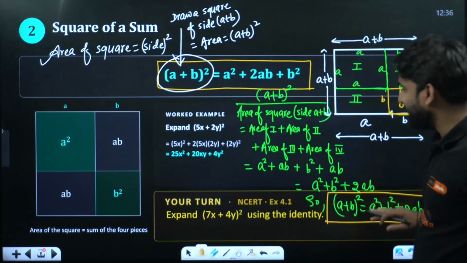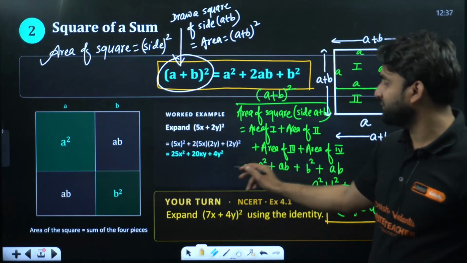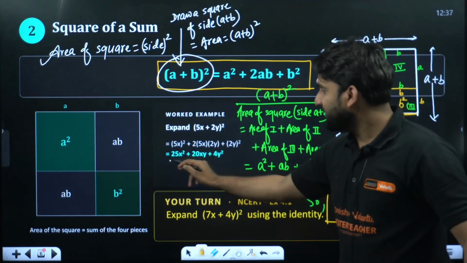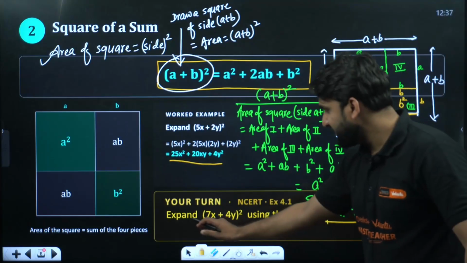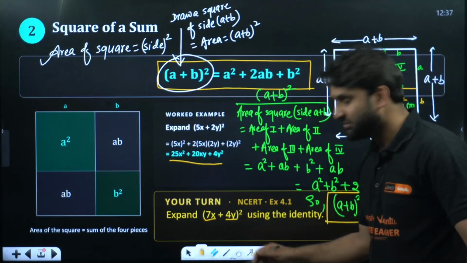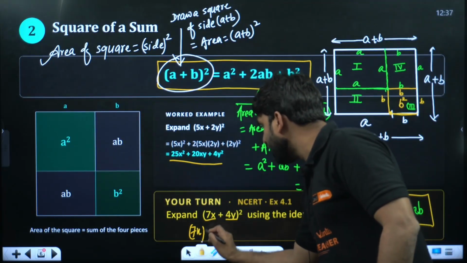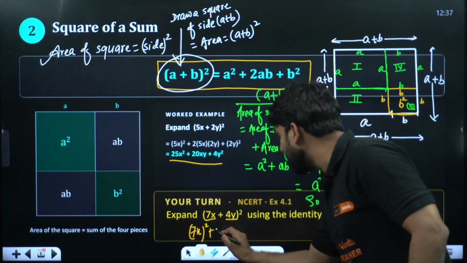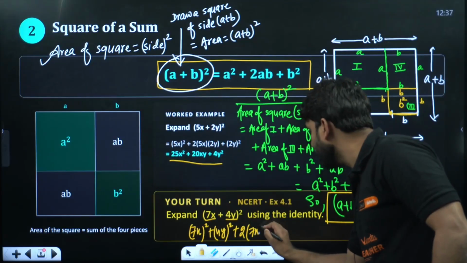Based on this identity, we have one example that we have solved: 5x plus 2y whole square. So A square means 5x square, plus B square, 2y square, plus 2AB, and this is the result. I'm giving you one question from exercise 4.1, and the question is expand. We can consider x as A and y as B, x plus y whole square. Expand means we have to apply the A plus B whole square identity. A square plus B square plus 2 into A into B.